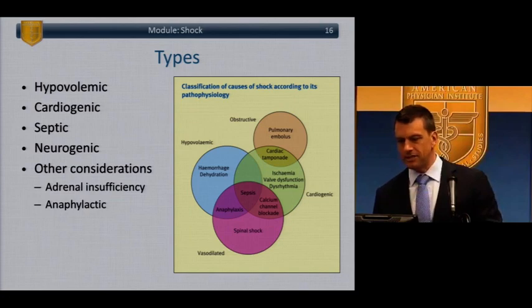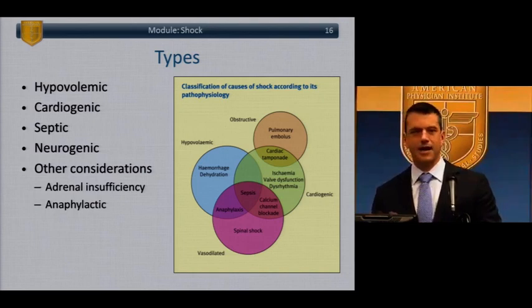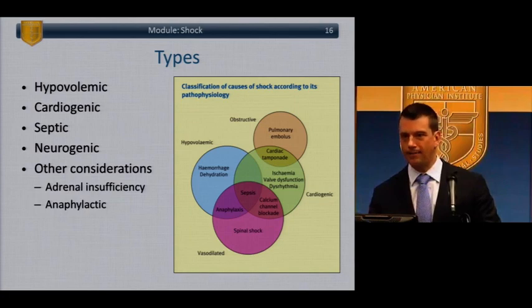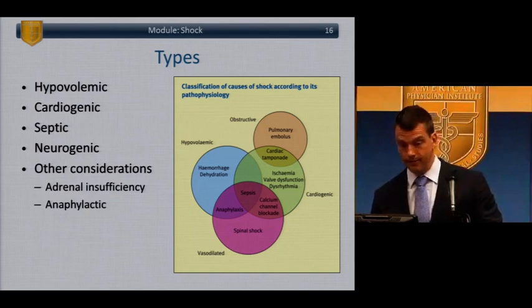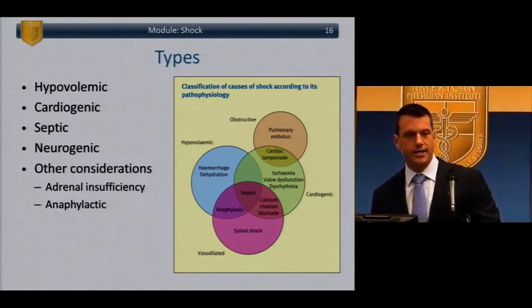So there are different types of shock. Hypovolemic shock is loss of fluids, and in surgical situations this can be from diarrhea, or from being NPO, or from an aggressive bowel prep, where you might go into shock when you're doing your colectomy because they lost 2 liters of fluids the night before, or from blood loss. Then cardiogenic shock.